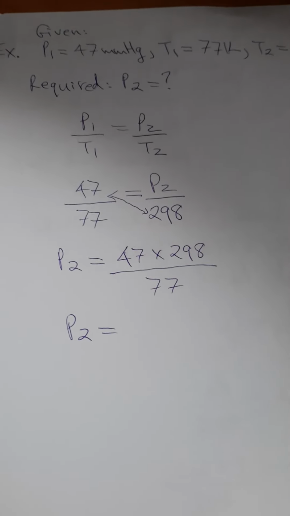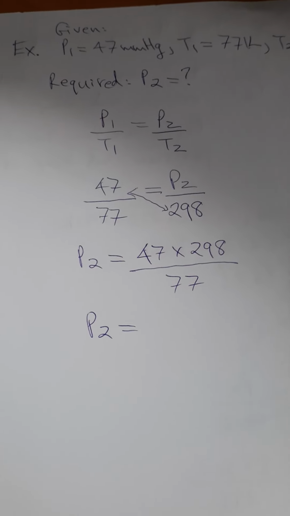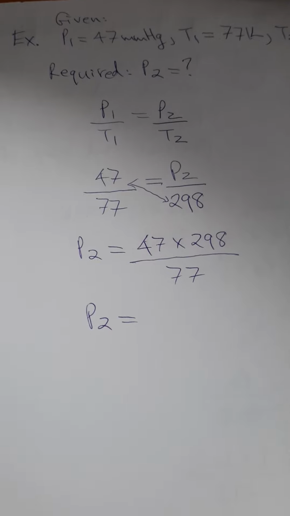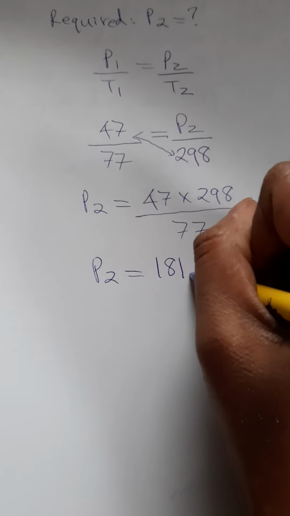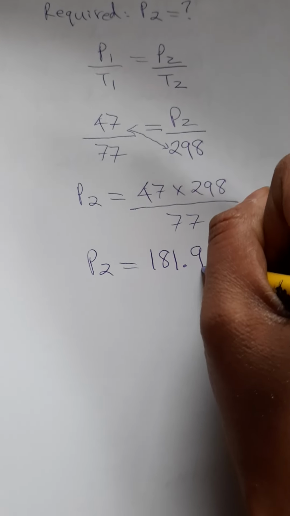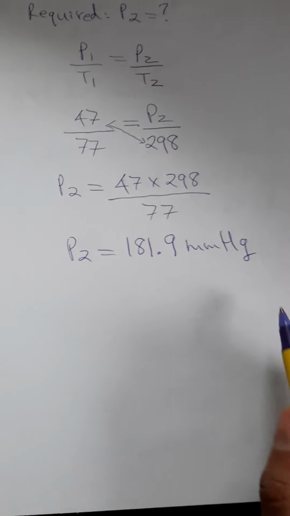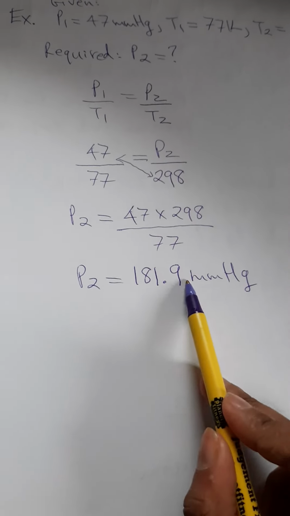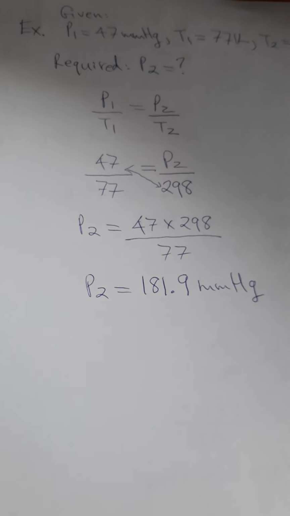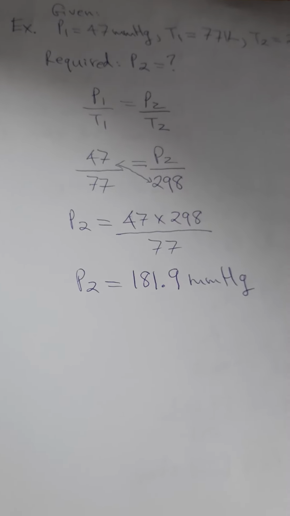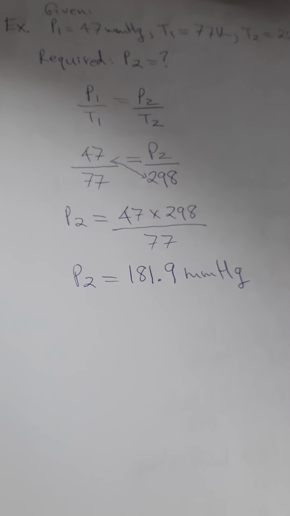And again, if you're actually looking for the temperature and the pressures are given to you, make sure that the pressures are in the same units. So we are getting 181.9, and this is millimeters of mercury. One more time, make sure you are watching the units here. This is not in atmosphere, and when you have the pressure in atmosphere, the value is going to be really small. Are there any questions here?